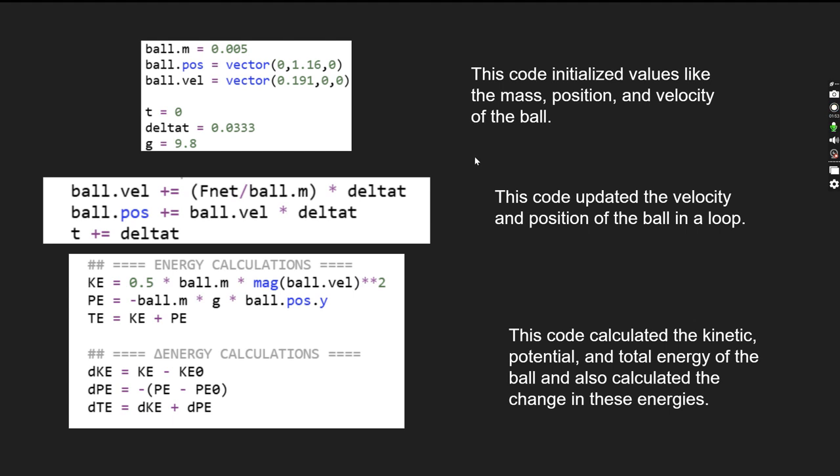So this is my code. This first bit of code initialized values like the mass, position, and velocity of the ball. The second bit of code updated the velocity and position of the ball in a loop using velocity and position update formulas. And then this last bit of code calculated the kinetic, potential, and total energy of the ball and also calculated the changes in these energies.